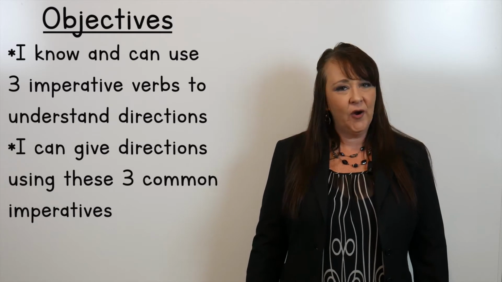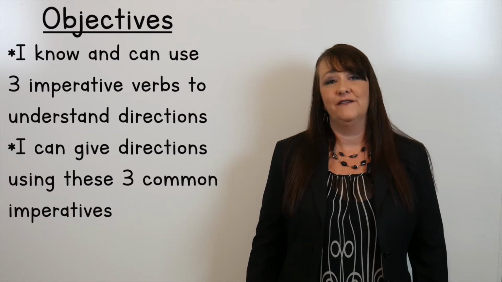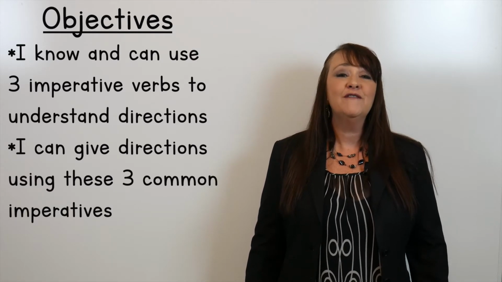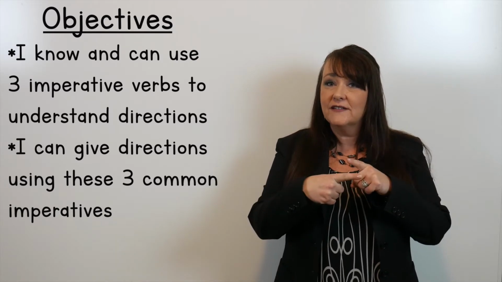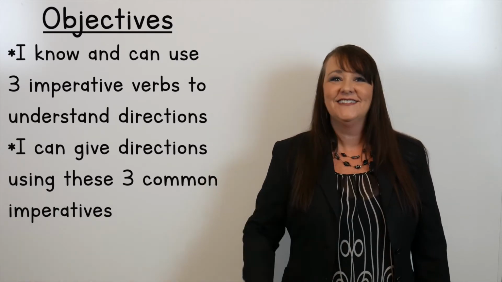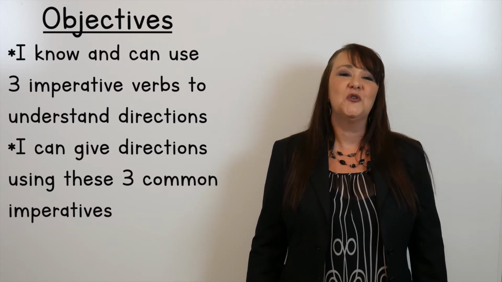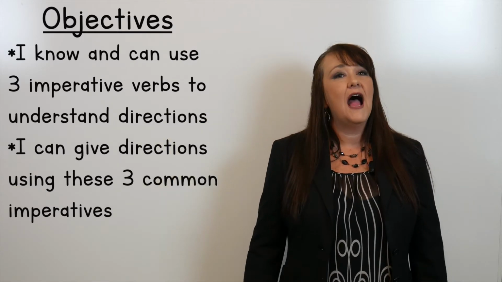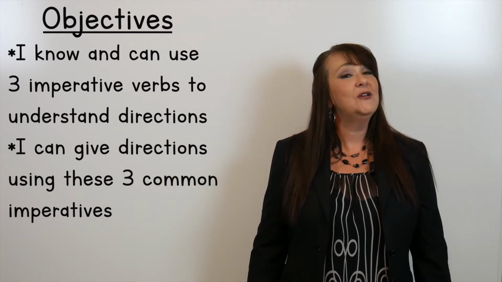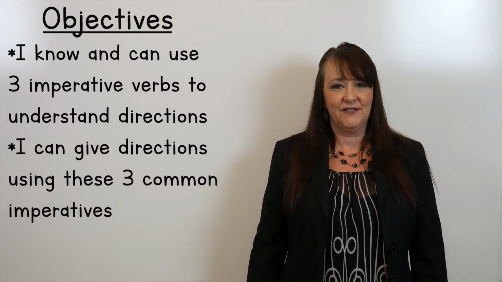The first objective says, I know and can use 3 imperative verbs. Imperative verbs are words like go, cross, turn. I can use these words to understand directions. The next objective says, I can give directions using these 3 common imperatives.